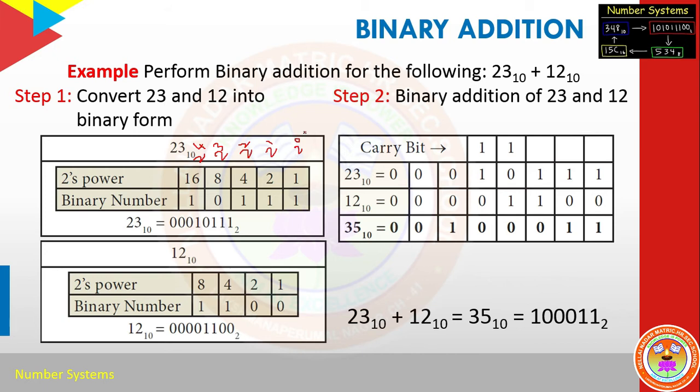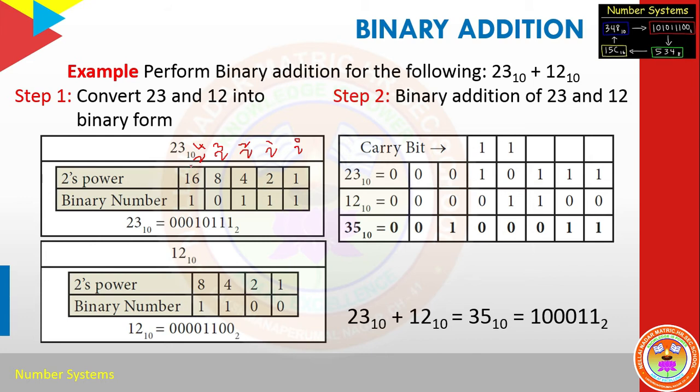That's all. Now what is the value of 2 power 0? Any value to the power of 0 is 1. The next value, 2 to the power of 1, is 2. Then 2 to the power of 2 is nothing but 4. And 2 to the power of 3 is 8. And 2 to the power of 4 is 16. So these are the 2's power values. Now we want to check, the given number is 23, right? So where is the number 23? It is not possible. We are not getting the number 23 directly.